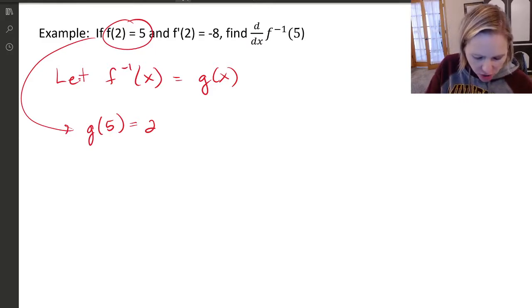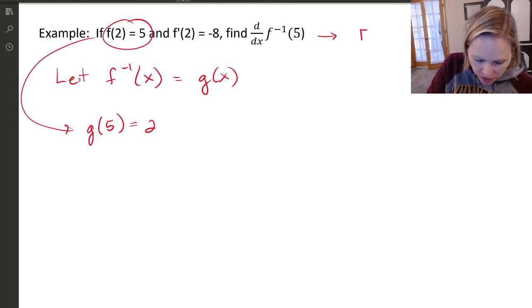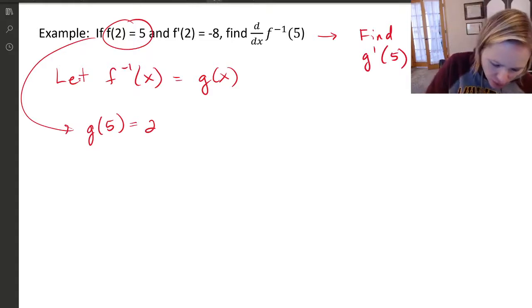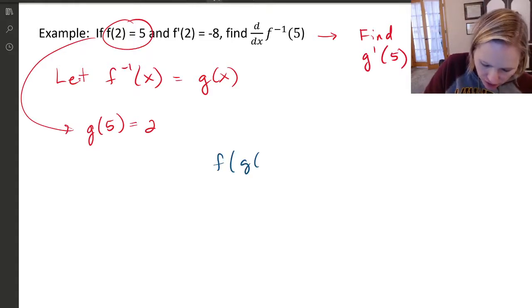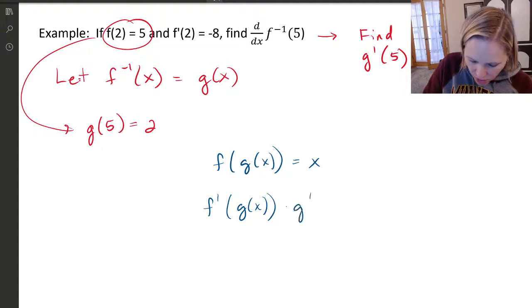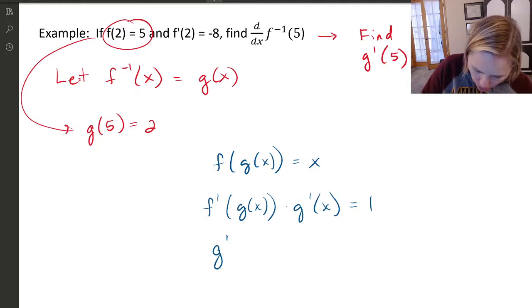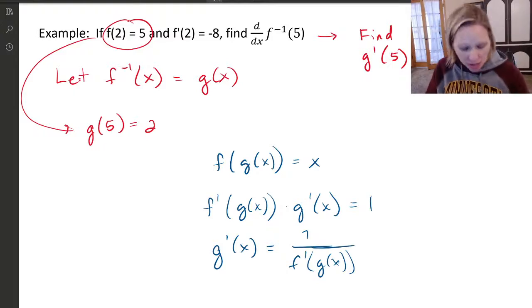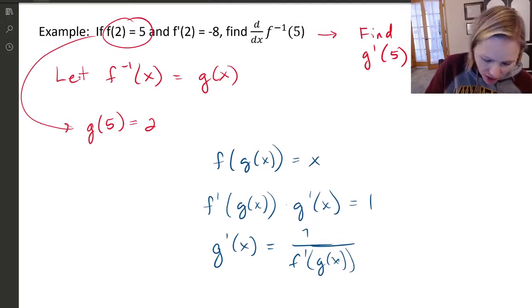So we want to find g prime, so this would be find g prime of 5, using our letter g instead of f inverse. So here we go. I'm always going to start with f of g of x equals x. Chain rule says f prime of g of x times g prime of x equals 1. Solve for g prime. g prime of x equals 1 over f prime of g of x. Okay, that was easy. Now I want g prime of 5.